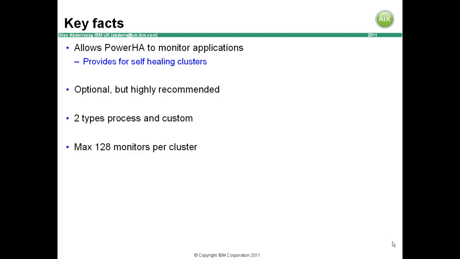You can have multiple application monitors per application controller or application server, up to 128 cluster wide. There are two types of application monitors you configure: process and custom. Process monitors for a set of processes and triggers recovery if a process fails. Custom monitors can be used to verify if the application is actually doing some useful work. For example, a database monitor could periodically send transactions to the database engine, verify the response, and return an exit code. Let's have a look at application monitoring in action.